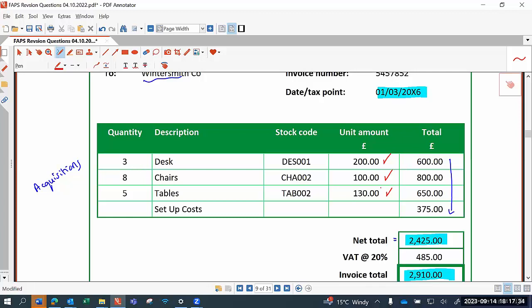Now, what do you think about those setup costs? Paying somebody to come and actually set up these desks, tables and chairs for you. Do you think we're going to add that in? Are we going to capitalise that as well, do you think? You can let me know in the chat box.